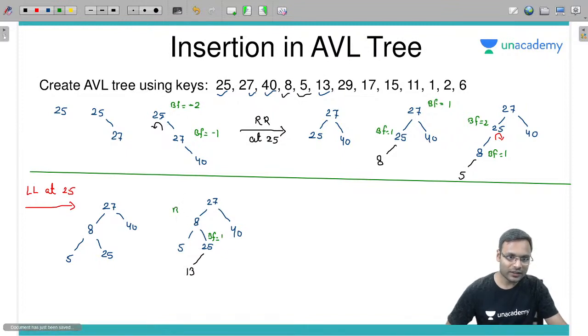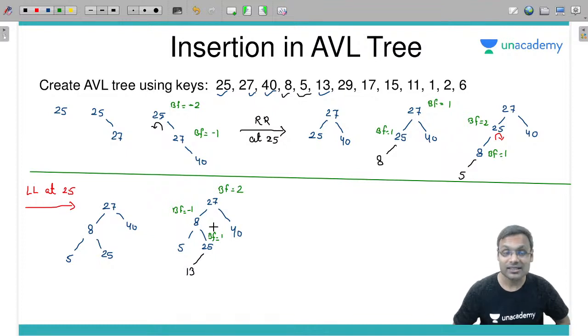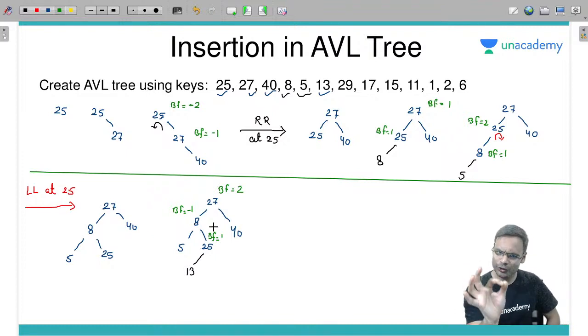What is the balance factor at 8? 1 minus 2, minus 1. No problem. At 27, what is the balance factor? 1, 2, 3 minus 1, 2. At 27, do we have imbalance? Yes. What is the direction of newly inserted node from 27?